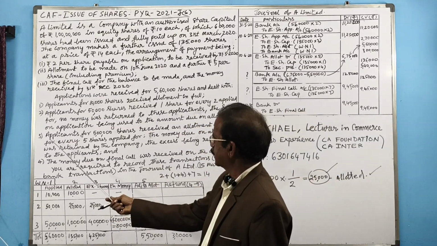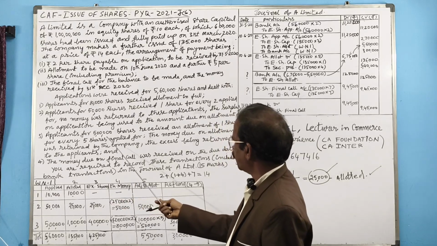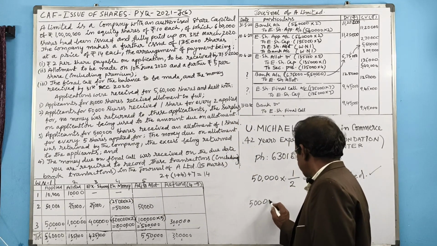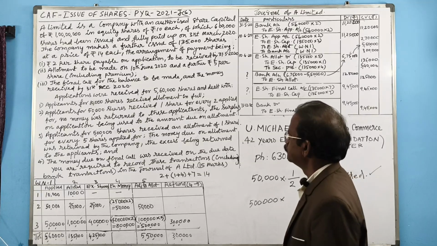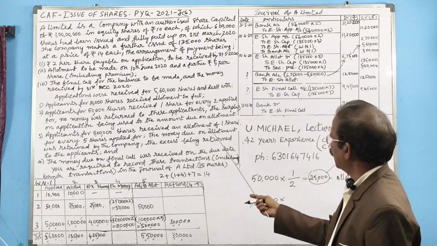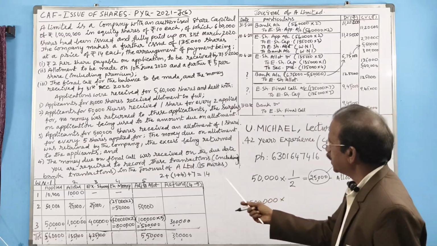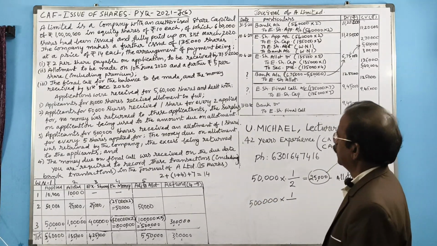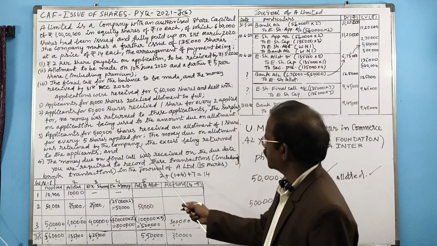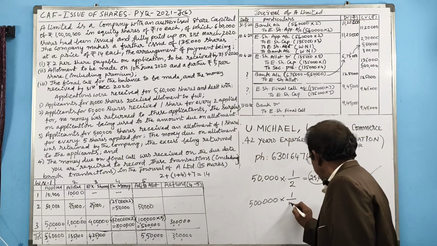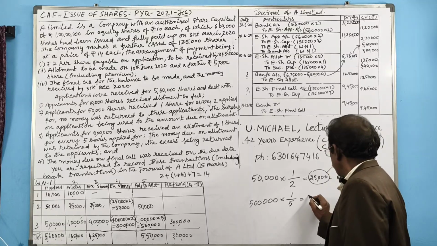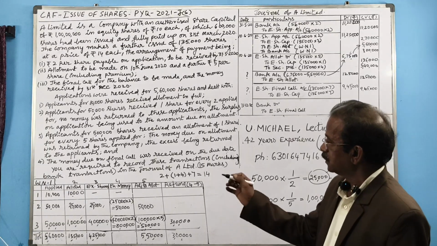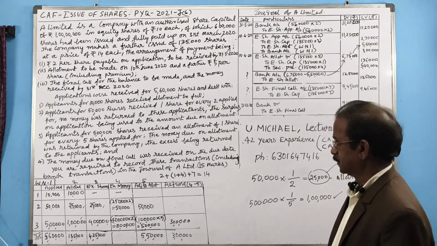Now take the third category. Applicants for 5 lakhs shares received an allotment of 1 share for every 5. It means in the numerator 1, divided by 5: 5 lakhs divided by 5 equals 1 lakh. These 1 lakh shares were allotted to the third category applicants.